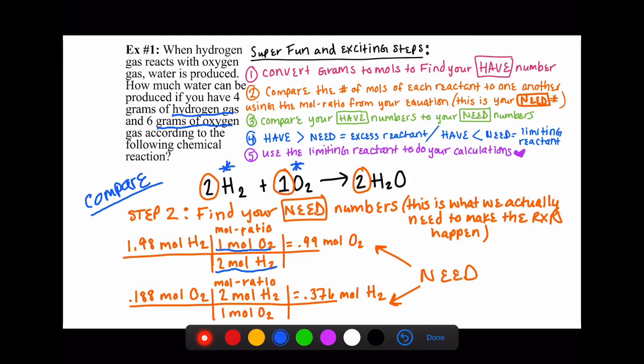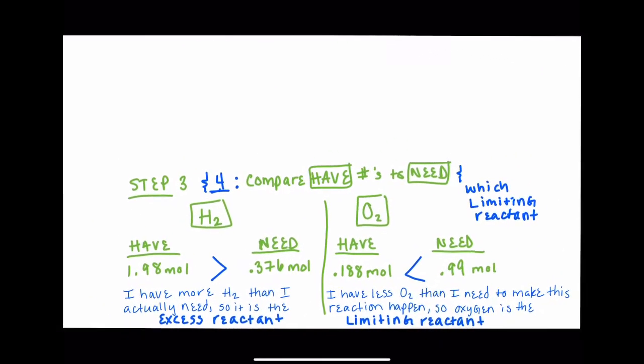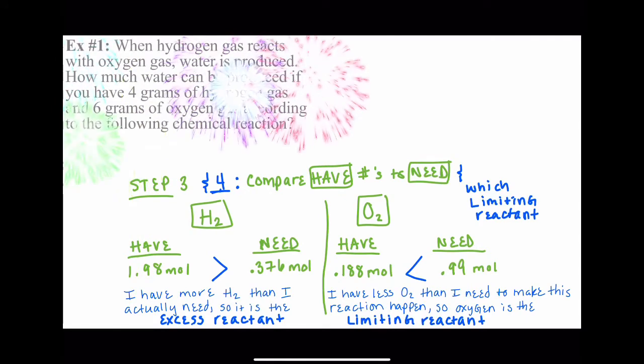And when I solve this, these two things become my need numbers. This is how much I actually need to make that reaction happen. It would be like the actual recipe on the box.